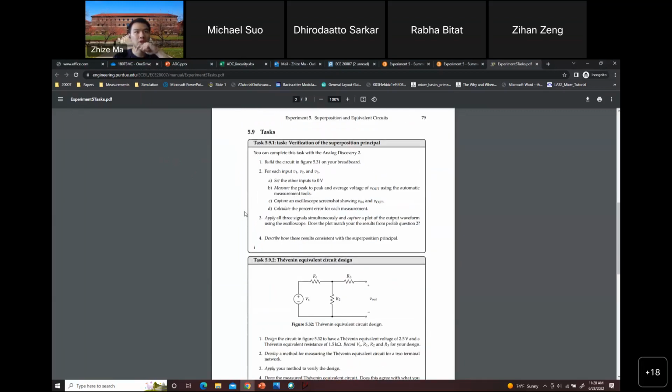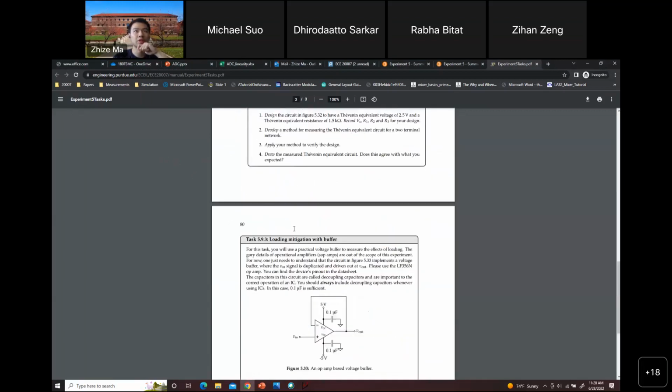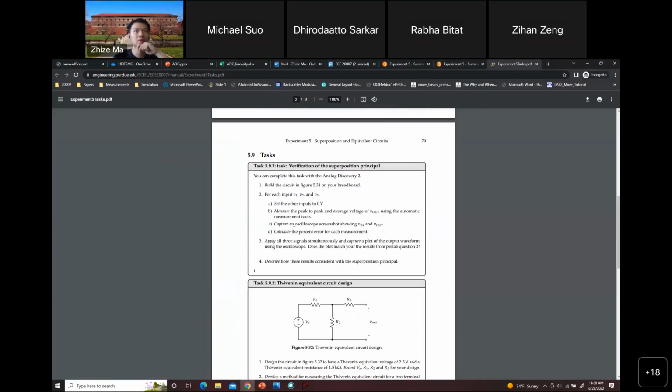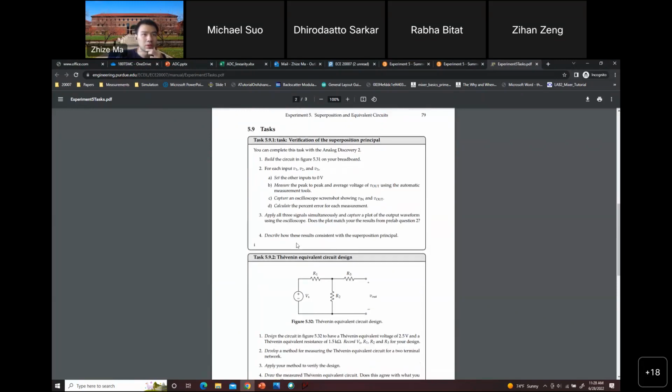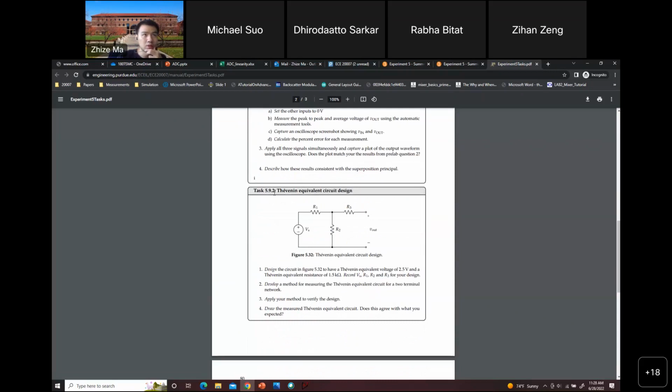Okay, so that's task 1 and task 4. Any questions about these 2 tasks? Okay, if not, let's go to task 2. Task 2 is a Thevenin equivalent circuit.